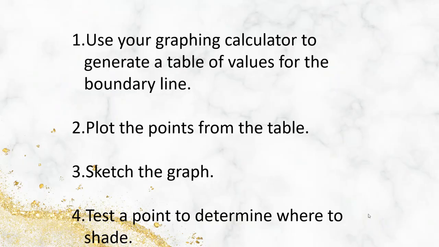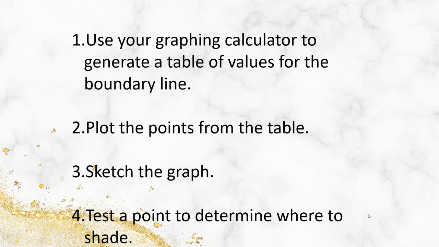So this is the process that we're going to use to graph these, and how we're going to decide which side or which plane we're to shade, okay? So the first thing we're going to do is use our graphing calculator to generate a table of values for the boundary line. After that, we're going to plot the points from the table, okay? We're used to graphing quadratics and parabolas from factoring or finding the x and y intercepts or finding the axis of symmetry or the vertex, the key features of a parabola. Now we're just going to use our graphing calculator to make a table for us, and then we can just plot those points from that table.